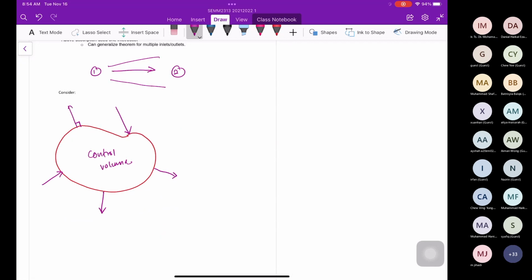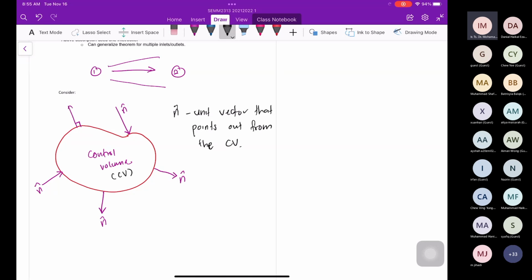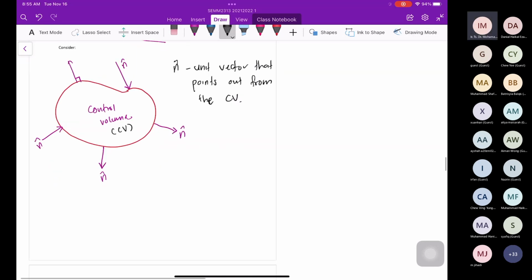So this one, the flow must be perpendicular. So it is the normal vector. Okay, normal vector. So the n here is a unit vector that points out from the CV. From the CV. Okay.